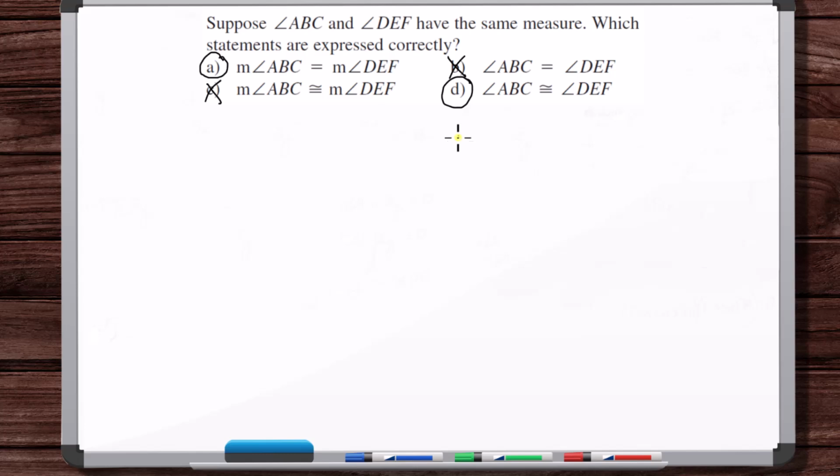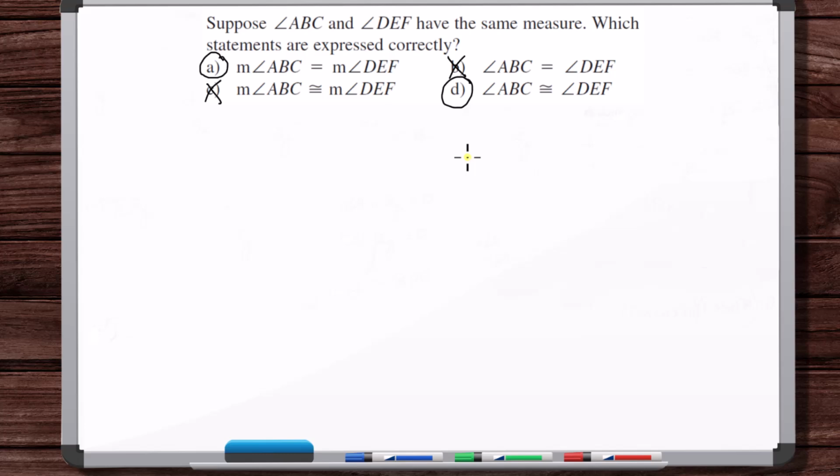Now, we're going to learn later what congruent triangles or congruent figures mean. So does that mean if we had two triangles that were congruent, yeah, you could express it like this, but you could also say the measure of the two triangles are equal as well? No, it doesn't work that way.